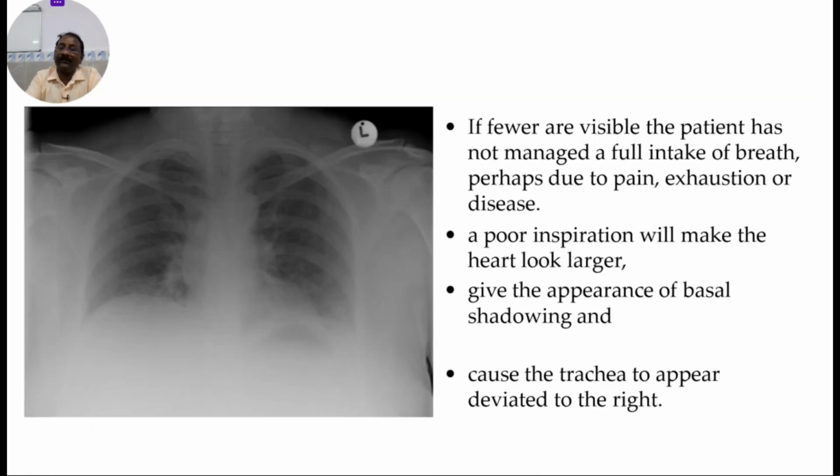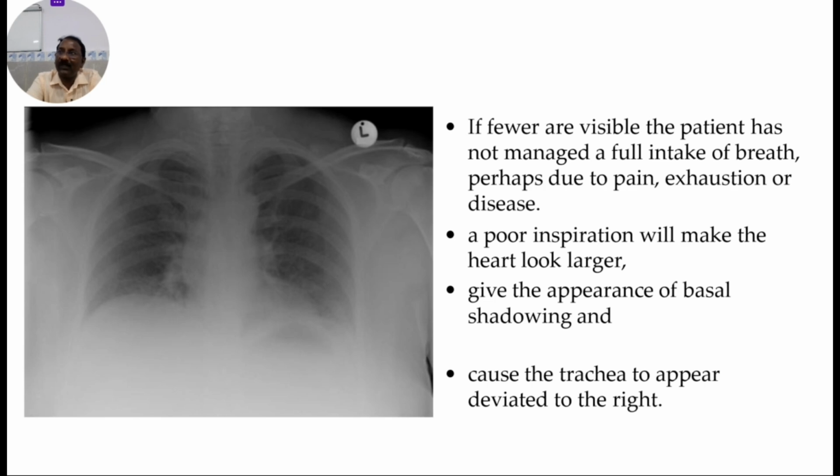See the film here. What is the anterior rib count? 1, 2, 3, 3.5. Not even the 4th anterior rib is visible. If few ribs are visible, the patient has not managed a full intake of breath, perhaps due to pain or exhaustion from the disease. This is not a good inspiratory fill. So here you might think of abnormalities, maybe cardiomegaly or lower lobe pathologies. A poor inspiration will make the heart look larger, give the appearance of basal shadowing, and cause the trachea to appear deviated to the right side.